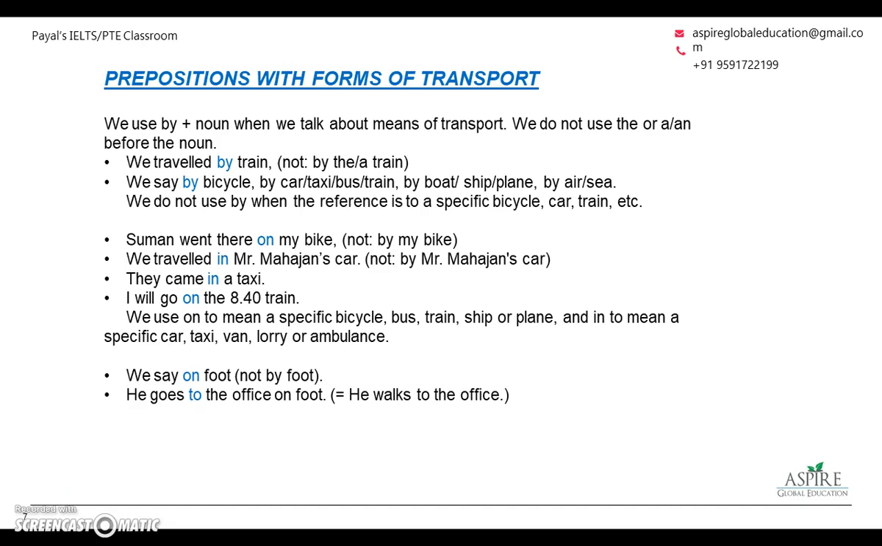Now we do not say that I walked by foot. You're walking on foot. Similarly, he goes to the office on foot because he's walking. That is why he goes to the office on foot. Do not use by foot.